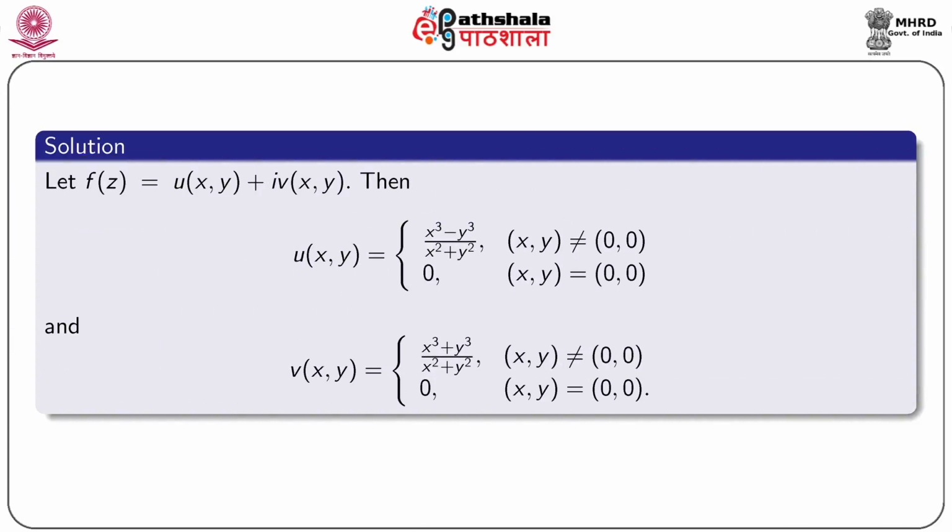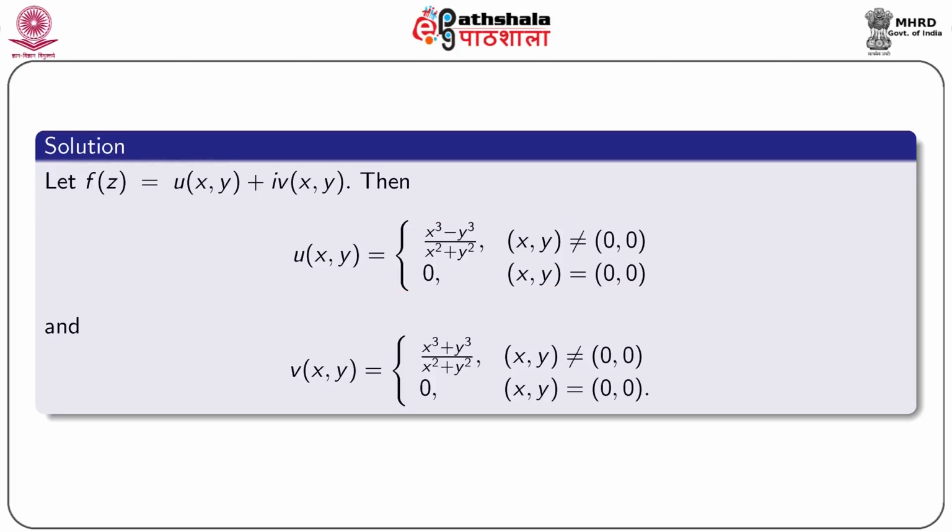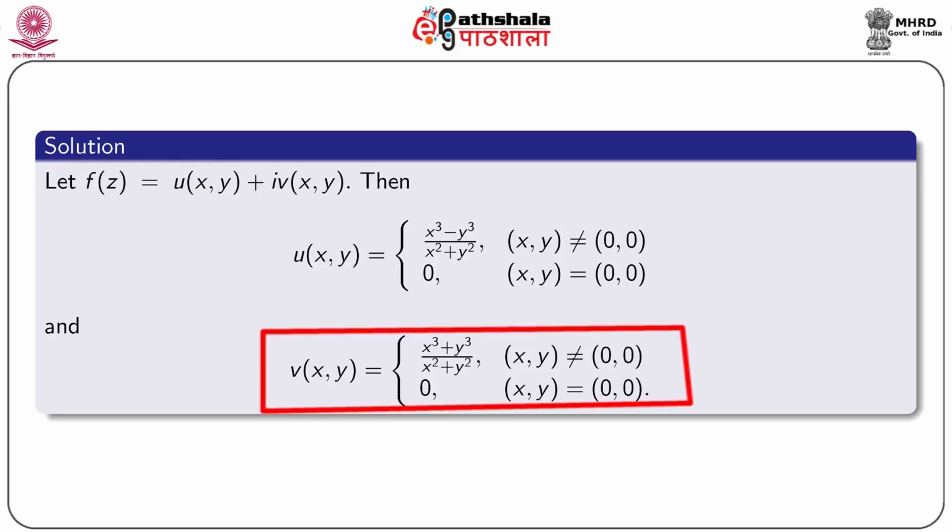So, we know that f(z) = u + iv. Here, u(x,y) is (x³ − y³)/(x² + y²) if (x,y) ≠ (0,0), and u = 0 if (x,y) = (0,0); and v(x,y) is (x³ + y³)/(x² + y²) provided (x,y) ≠ (0,0), and v(x,y) = 0 if (x,y) = (0,0).